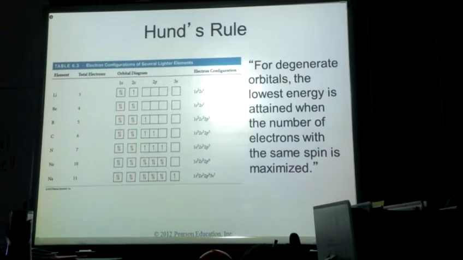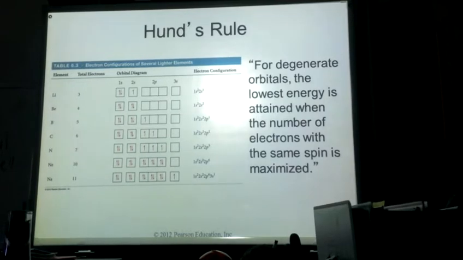S, again, has one shape, I should have one box. If I were drawing the D orbital, I would want that D orbital to have 5 boxes because there are 5 shapes.